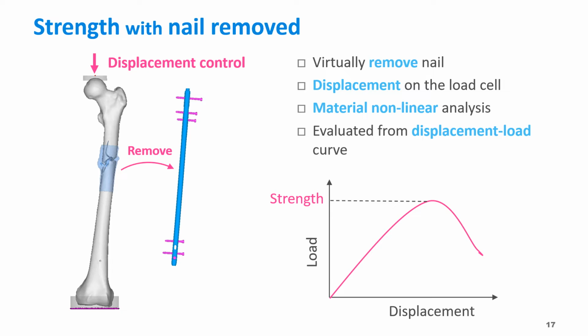This slide shows how to evaluate bone strength with the nail removed. We created models with the nail removed virtually. A load cell was placed at the femoral head, and a substrate was placed at the distal end to allow bone bending. A material nonlinear analysis was performed, and the strength was determined by the peak value of the displacement-load curve.